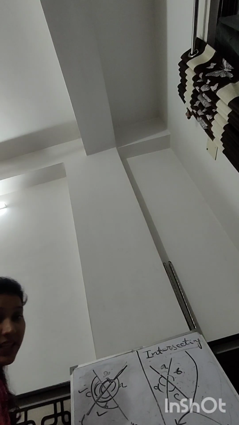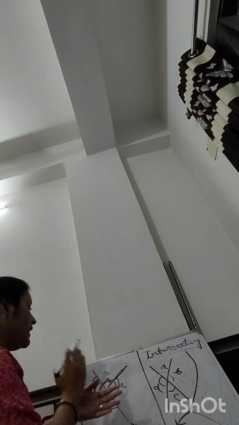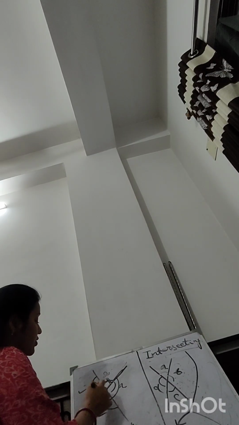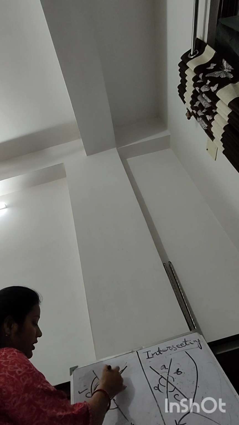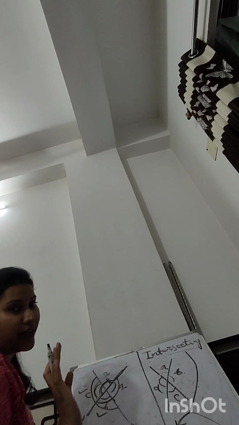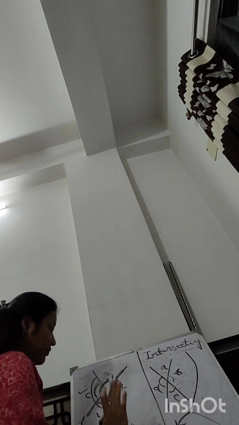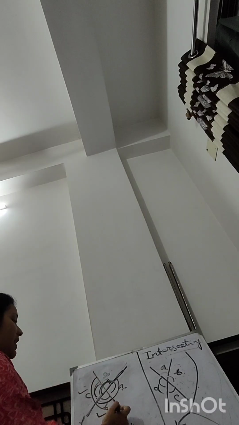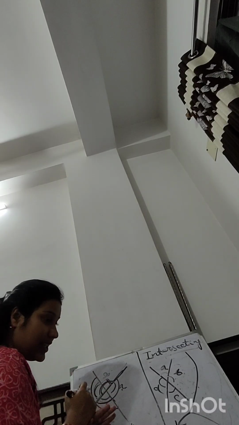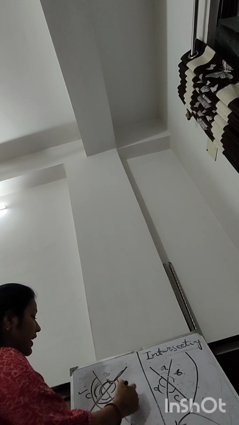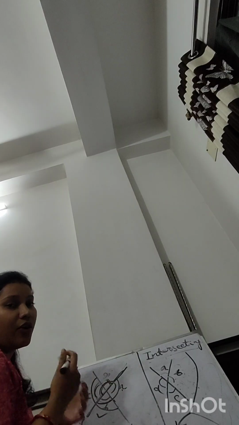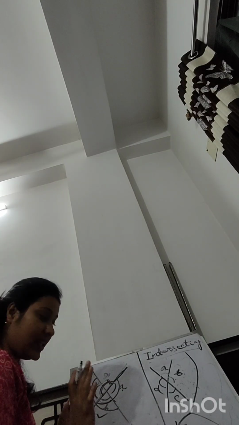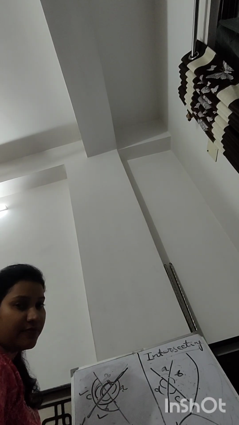So we can see that if two straight lines intersect at 90 degrees, all four angles are 90 degrees. That is the fact. Whenever two straight lines intersect at a 90 degree right angle, all four angles are 90 degrees. Clear? Come to the next point.